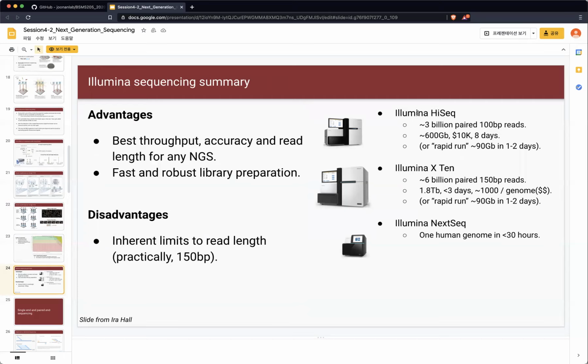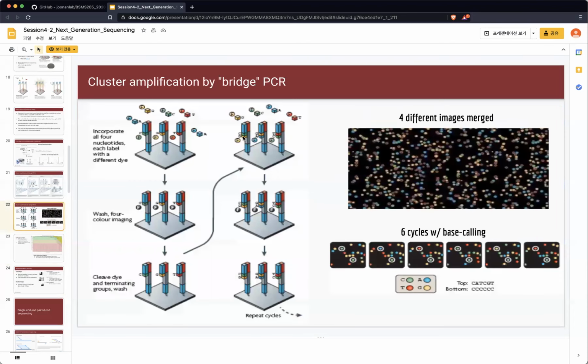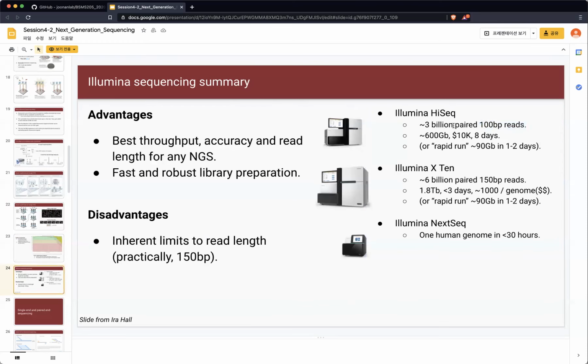So Illumina HiSeq is one of the large machines from the early days. This is the first version of sort of a monster machine. Illumina HiSeq can produce 3 billion paired 100 base pair reads. 100 base pair means that they can read out 100 cycles of this process. They repeat the 100 cycles, so they can read out the 100 base pair length. But as a sum, they can read out 3 billion paired reads from their run, right?